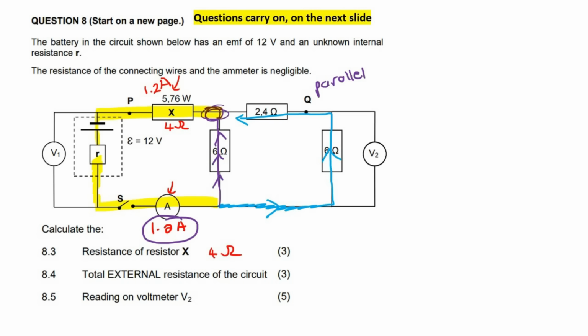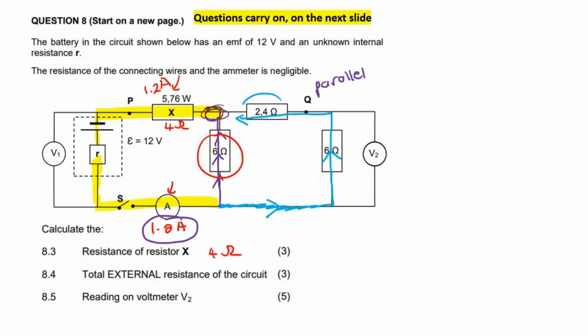What a lot of you might do is say, oh, these 3 are all in parallel, and then go 1 over 2.4 plus 1 over 6 plus 1 over 6. But that is not correct. Look carefully. Can you see that these 2 resistors are part of the light blue part, right? So they are actually in series together.